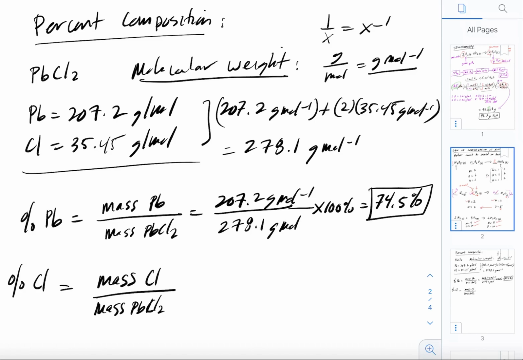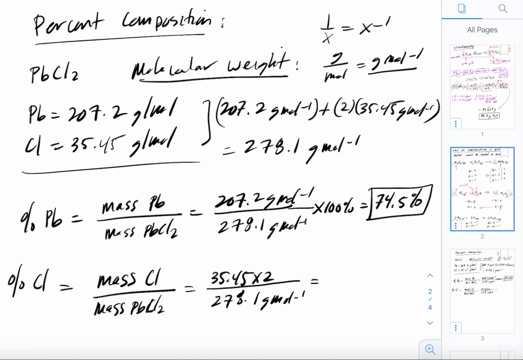So we have now the mass of chlorine. The easy mistake to make here is that you only put the mass of one chlorine and not the total mass of chlorine in your molecule, which is actually 2 times the mass of chlorine. So it's 35.45 times 2 divided by 278.1 grams per mole. So make sure you do that. That's probably the most common mistake we see on these types of problems.